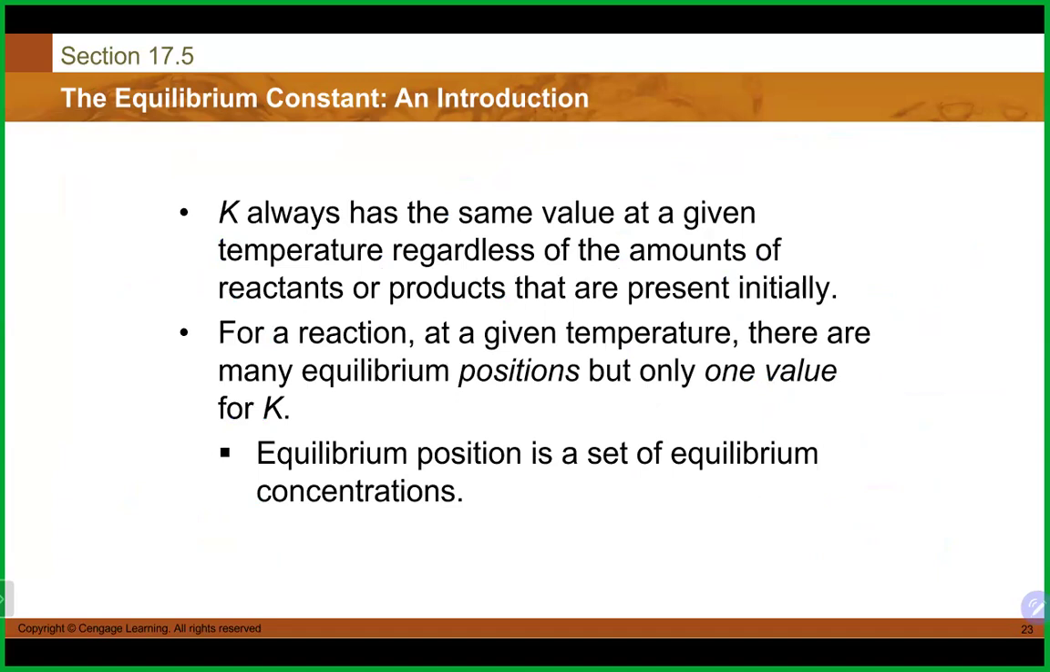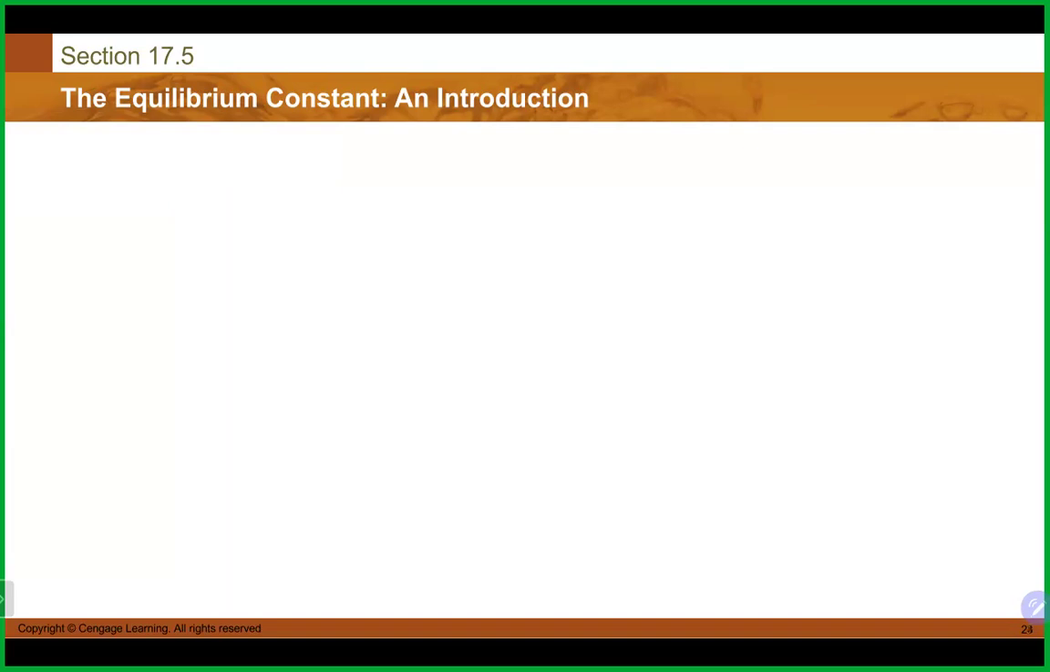Now, K, as I mentioned before, always has the same value at a given temperature, regardless of whether you start with all reactants or all products, a little bit of everybody. For a reaction at a given temperature, there are many different equilibrium positions, but only one K value. And the equilibrium position is set by the equilibrium concentrations.